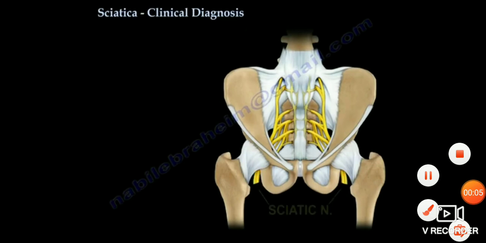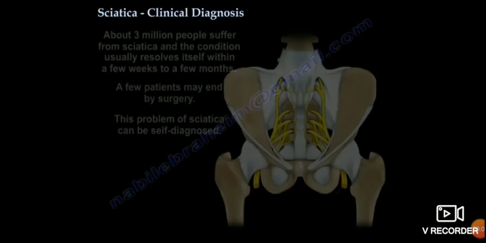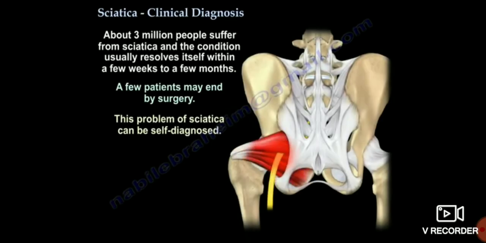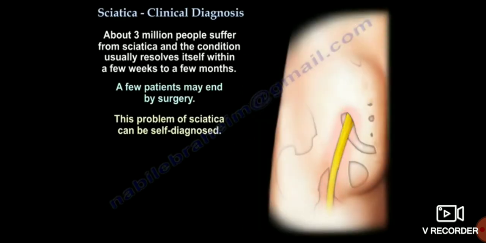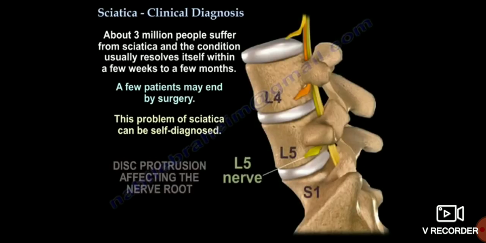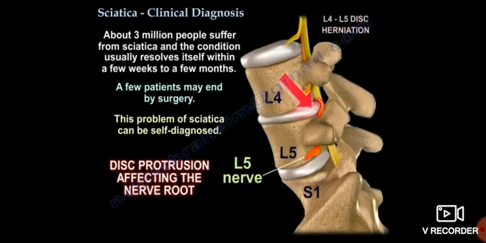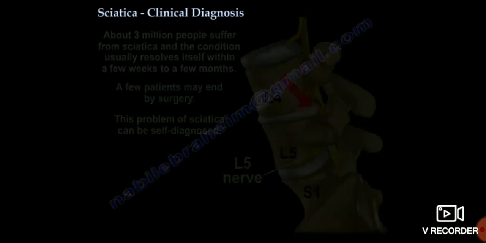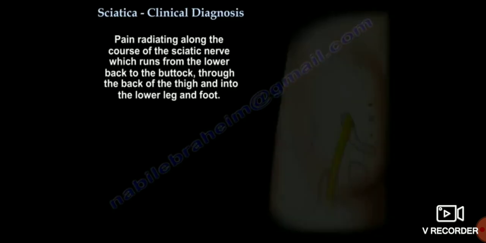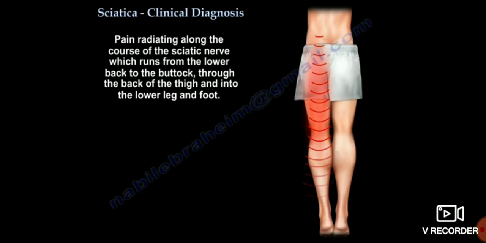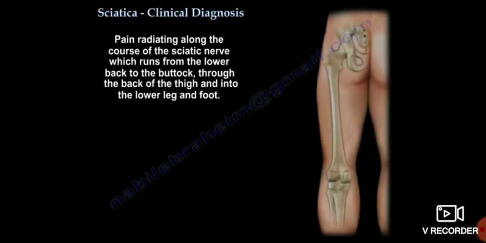Sciatica. Clinical diagnosis. About 3 million people suffer from sciatica, and it usually resolves by itself within a few weeks to a few months, and this problem can be self-diagnosed. So what is sciatica? Pain radiating along the course of the sciatic nerve, which runs from the lower back to the buttock and the back of the thigh and into the lower leg and foot.